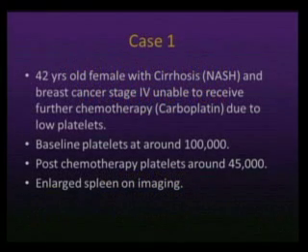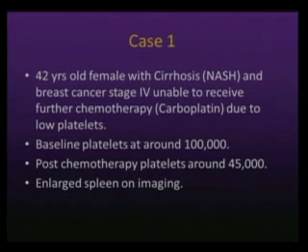So case 1, a 42-year-old female with cirrhosis, NASH, and stage 4 breast cancer, similar to one that you saw, unable to receive further chemotherapy due to low platelets. The platins, such as carboplatin and cisplatin, are known to cause thrombocytopenia, and it is related to the dose. When they start their treatment they do not have thrombocytopenia, but with more and more chemo, the platelet counts fall down.